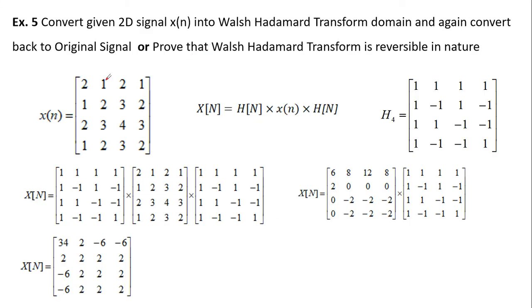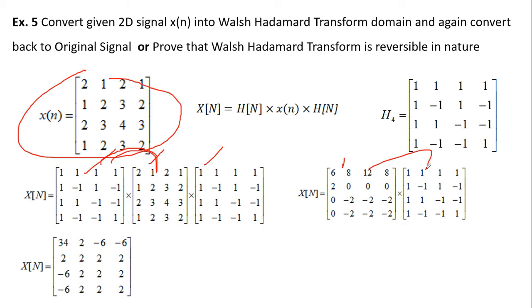Now the signal X of n is given, then H of 4 into our signal into again H of 4. First we multiply these two matrices and we get this result. After that, we multiply this result with the next matrix and we get the final result. So this is nothing but the final Walsh Hadamard transform signal.